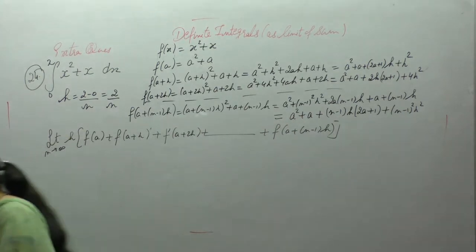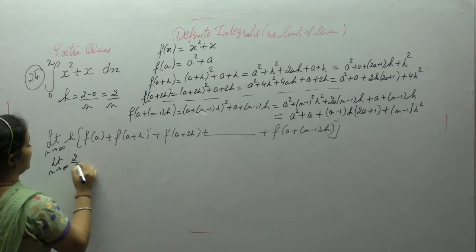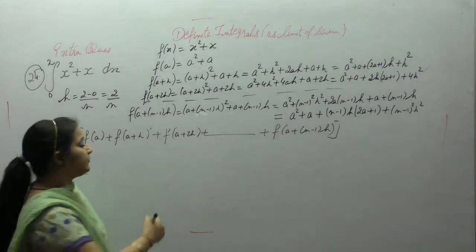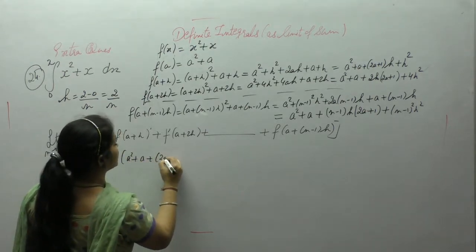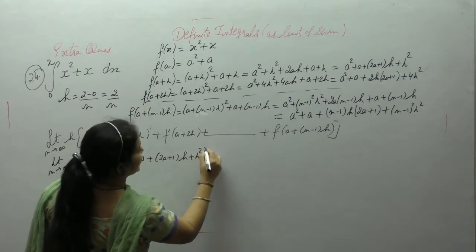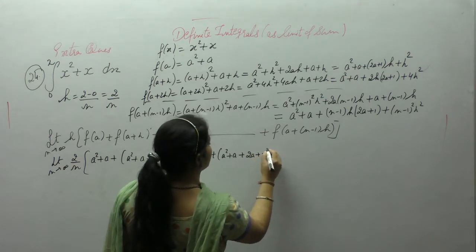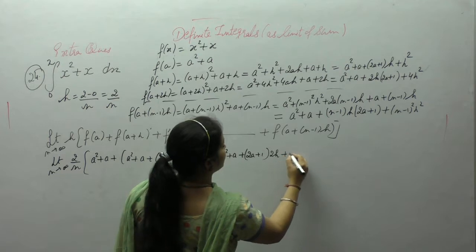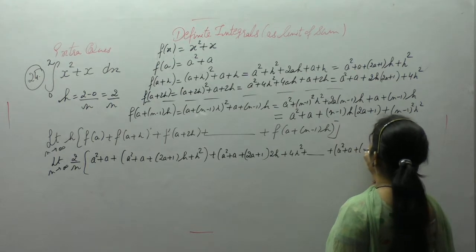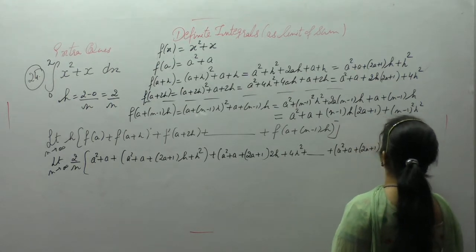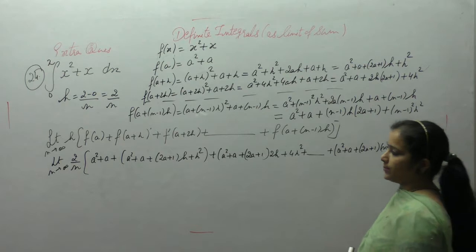Now put the values of these functions in the formula. Limit n tends to infinity, h is 2 by n. f(a) is a square plus a, plus a square plus a plus (2a plus 1)h plus h square. Next one is a square plus a, (2a plus 1) into 2h plus 4h square, so on up to a square plus a, (2a plus 1)(n minus 1)h plus (n minus 1) square h square.